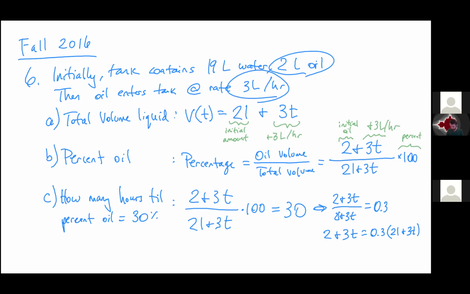Okay, and that's a little messy to work out, to be honest. That's 6.3, I think, plus 0.9t. Maybe I'll let you guys finish that. Well, I can do it in my head. I've just run out of space. 6.3 minus 2 is 4.3, divided by 2.1. I think you get like 2.04. So t equals 2.04.